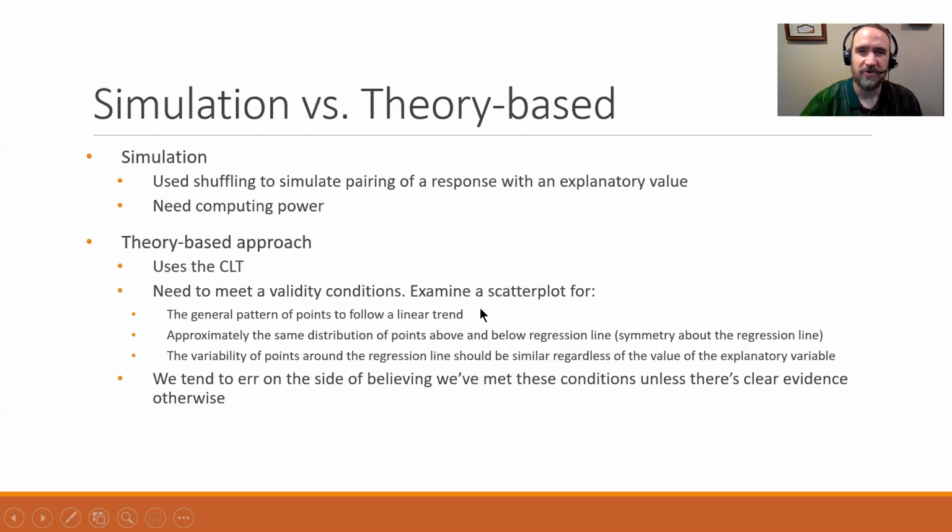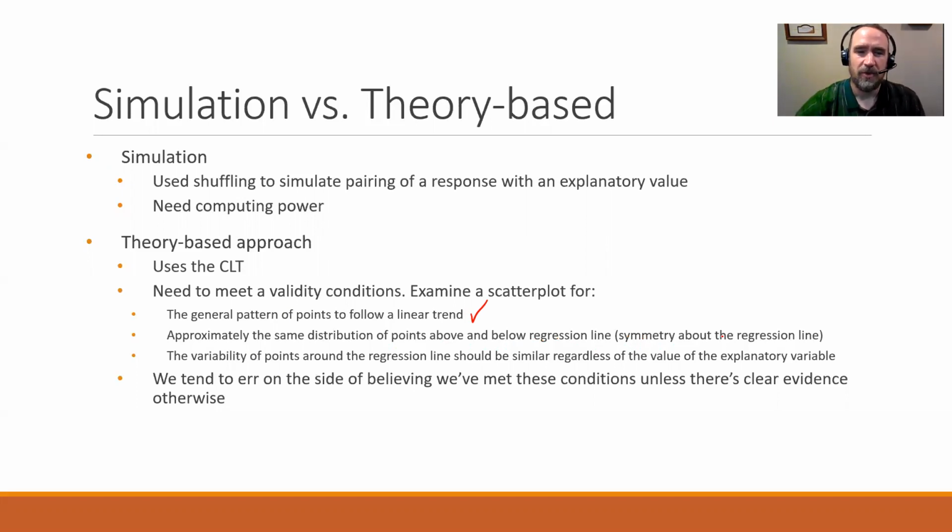Now, we've already noted before, if you're going to do anything with the correlation coefficient, you already want to have established from a scatter plot that you have a general linear trend. Even before you calculate a regression equation, you want to do this. So this is a real baseline kind of validity condition that we should already be checking anyway. Next, we want to look for approximately the same distribution of points above and below the regression line. Some rough symmetry about the regression line, similar looking spread and distribution of data above and below the line.